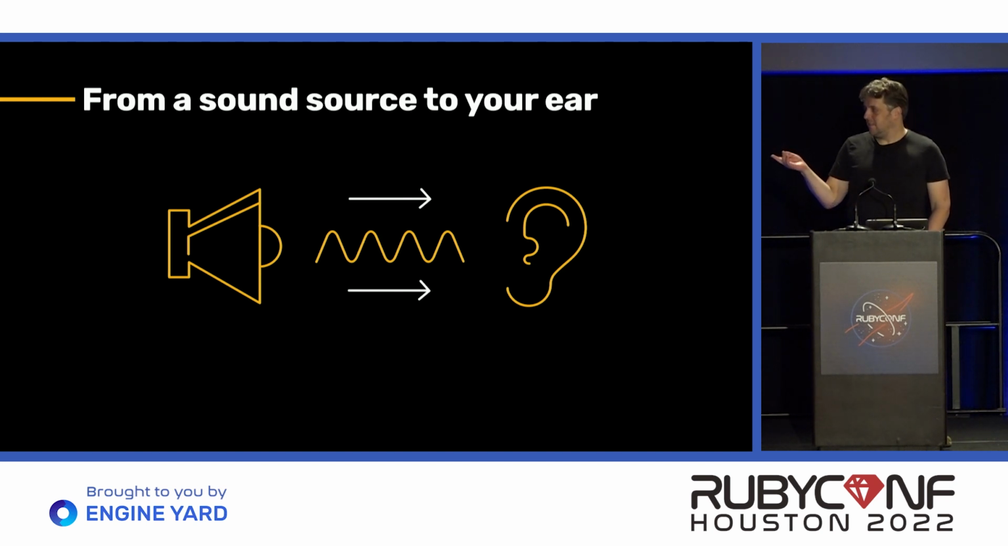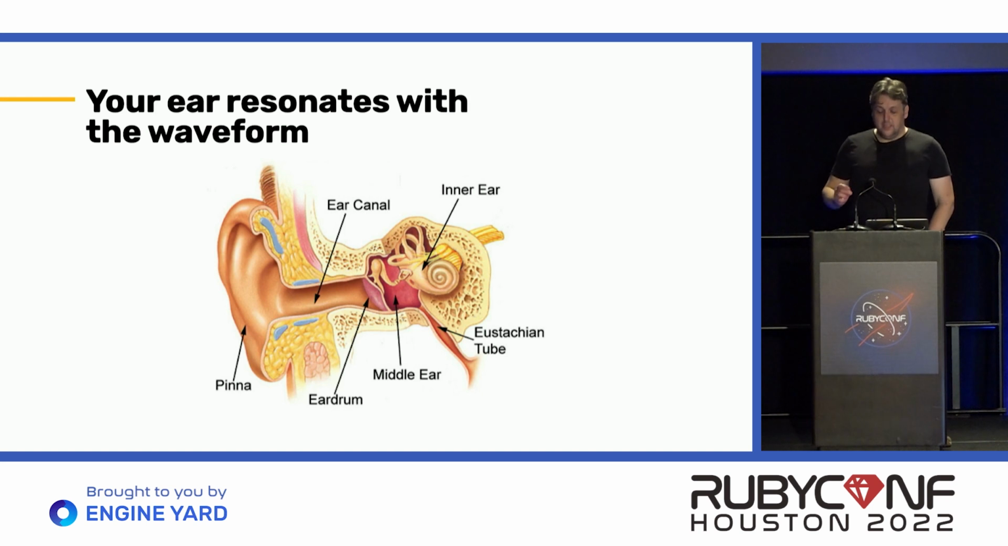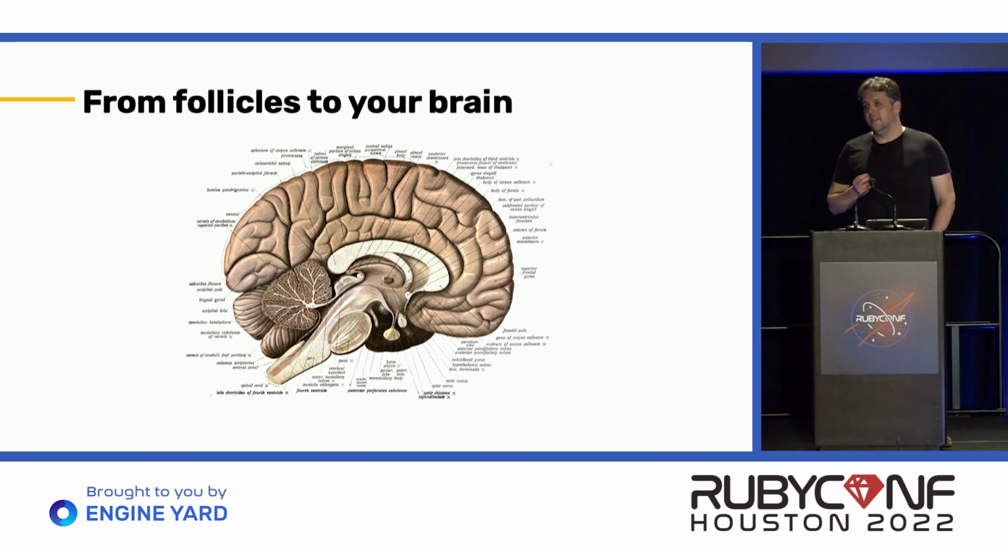In this case, there's a bunch of speakers, and they create these waves, and then there are a bunch of little hairs in your ear called follicles that vibrate as these vibrations come in, and they generate a signal that's then processed in your brain, and that creates this illusion of speech or what we call music. So there's nothing really inherently musical about it.